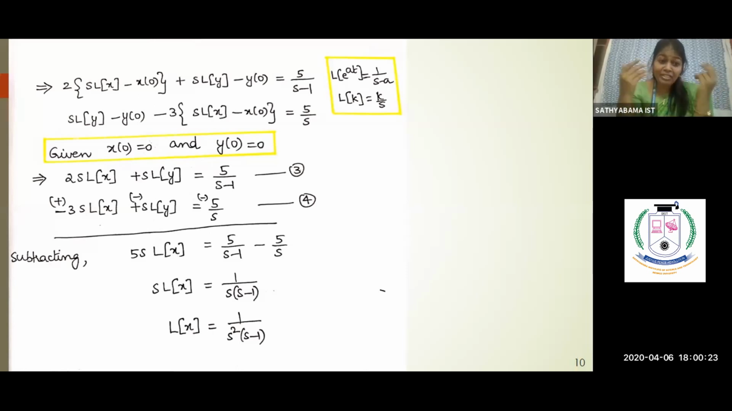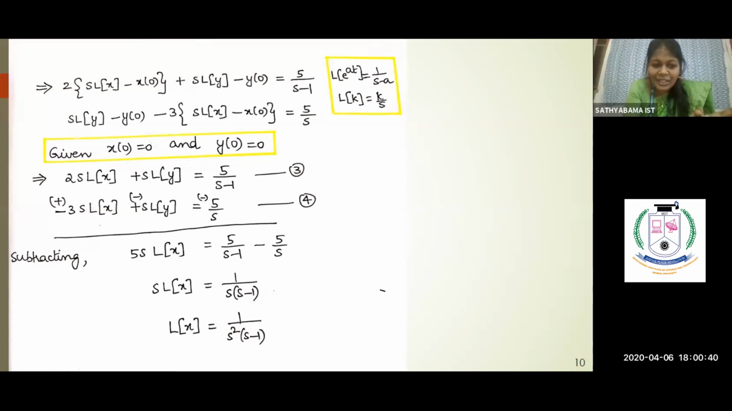Isn't it? So I don't have to think and try and bring the same coefficients. I don't have to do that. Already I have the same coefficients. So all I have to do now is simply subtract, isn't it? Equations 3 and 4 have s into L of y. So simply subtract the two equations.